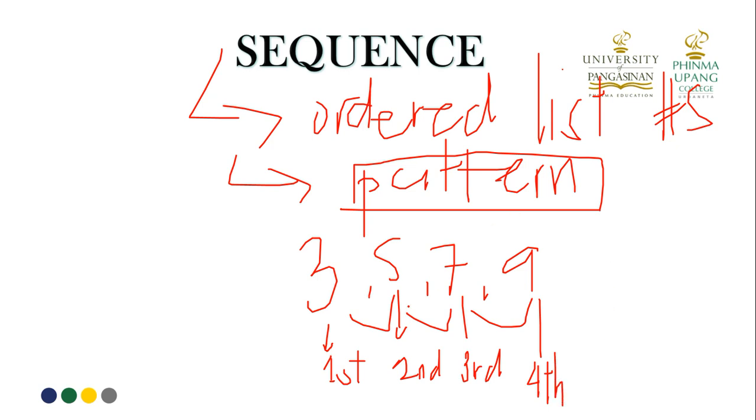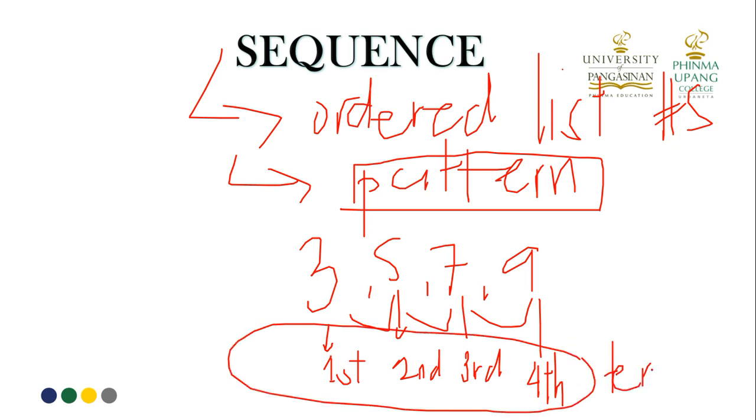The 3, 5, 7, and 9 has a relative position and has specific terms. So, ang tawag natin sa 3, that is the first term. 5 is the second term. 7 is the third term. And 9 is the fourth term. So, ano yung ibang tawag sa term? Ang ibang tawag sa terms is element.